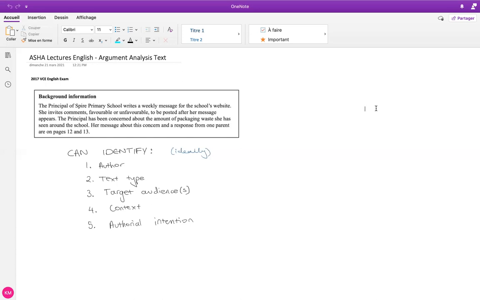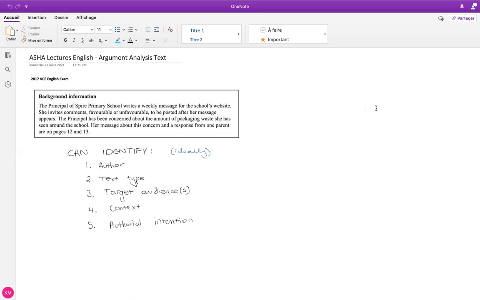Now, before we do that, I'll read the background information so you can think about it before I reveal these answers. The principal of Spire Primary School writes a weekly message for the school's website. She invites comments, favorable or unfavorable, to be posted after her message appears. The principal has been concerned about the amount of packaging waste she has seen around the school. Her message about this concern and a response from one parent are on pages 12 and 13. Cool. That's really helpful. We learned a lot about it.